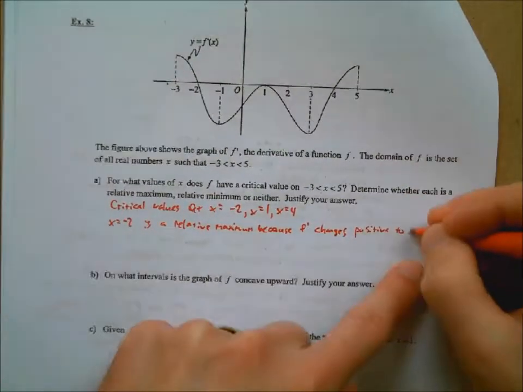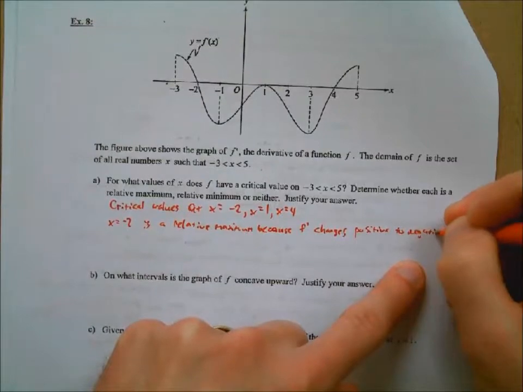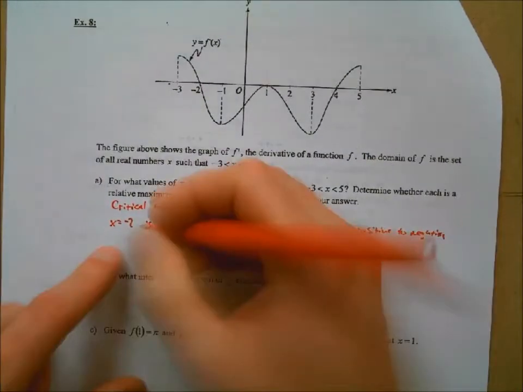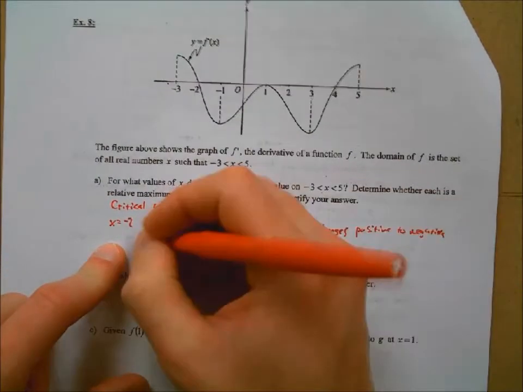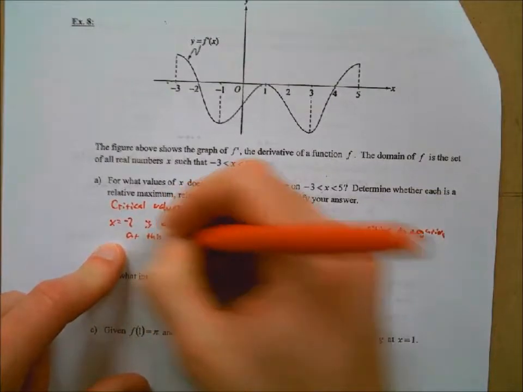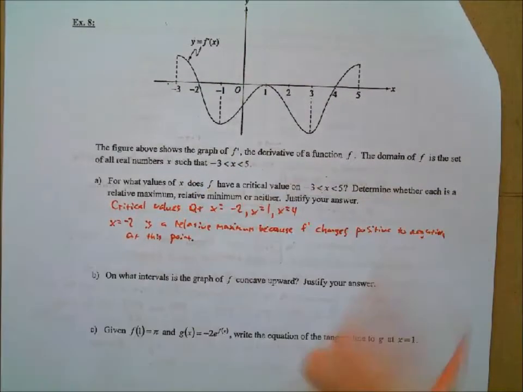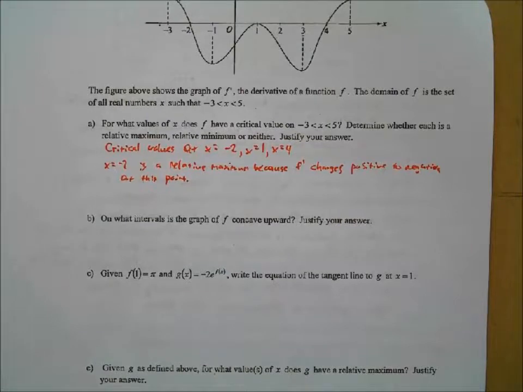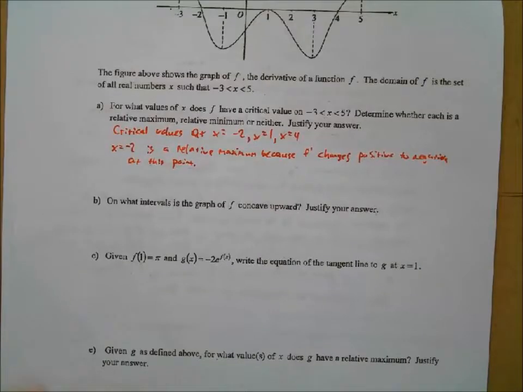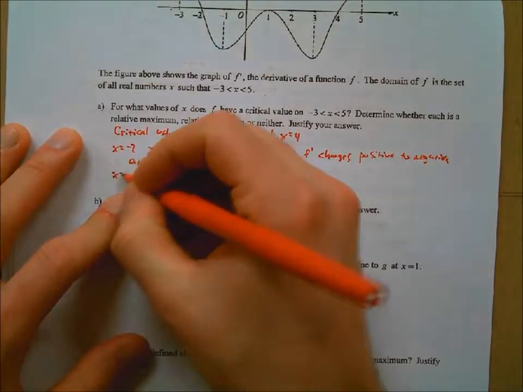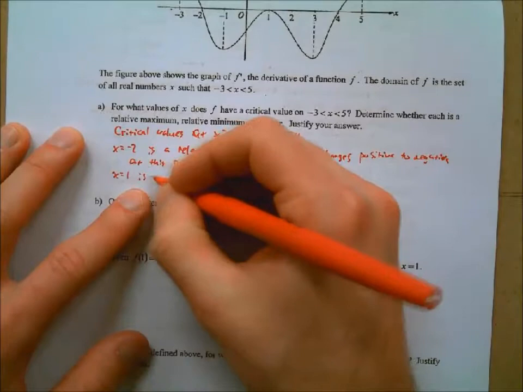At this point. Okay. All right, let's see here. What about at x equals 1? Relative maximum, relative minimum, or neither? Neither, okay, neither.